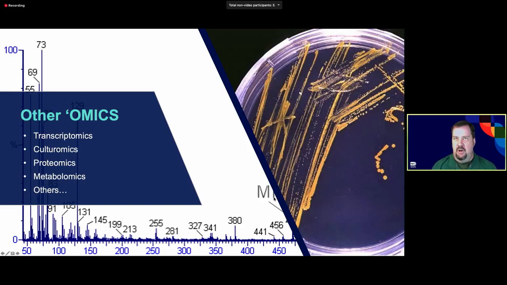Culturomics is large-scale culturing of bacteria under different conditions. Proteomics is looking at the proteins in a cell or a sample, and metabolomics is looking at the small molecules. And these are all different complementary methods. Most of them still have a genomic component, but then people will try to combine it with one of these other omic methods.